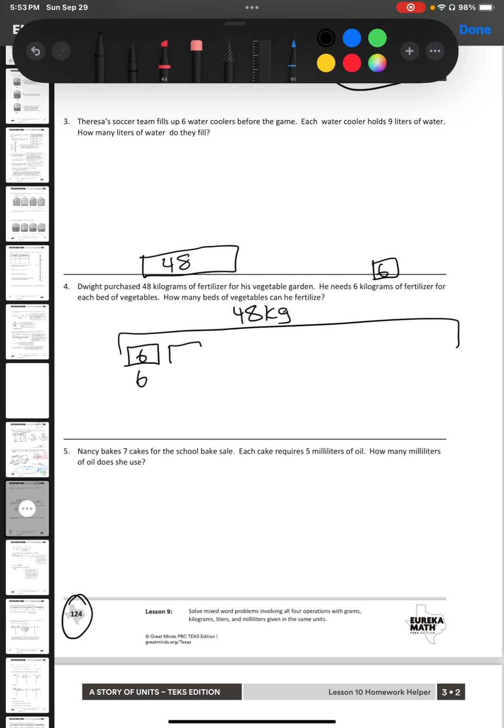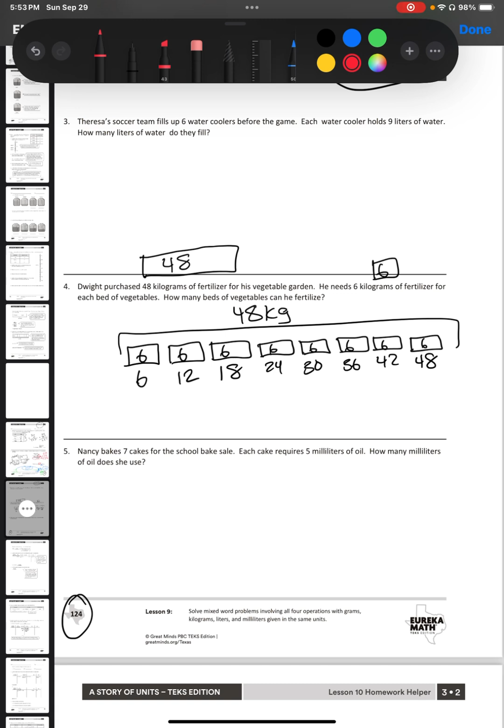So this is 6. A second bed of 6 kilograms would bring us to 12 total kilograms. Another 6 is 18. Another 6 is 24. Another 6 is 30. 36. 42. And 48. We can go through after that and count how many 6s, how many beds of 6 kilograms of fertilizer we created. 1, 2, 3, 4, 5, 6, 7, 8. So he can create 8 beds of vegetables, and he can fertilize 8 beds of vegetables.